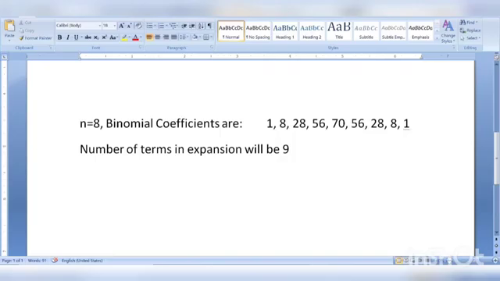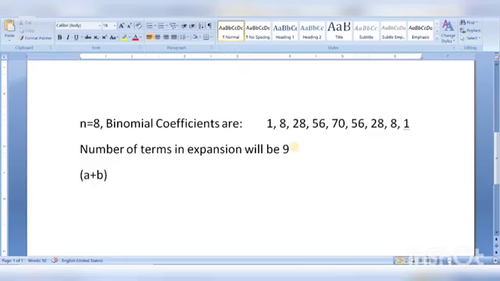Okay, so let us go to that table. Here we have the coefficients 1, 8, 28, 56, then 70 is the middle, and then 56, 28, 8, 1. So how many terms will be there in the expansion? 9 terms will be there. So let us go to this general expansion I am explaining to you. If I consider a plus b, everybody knows that a plus b whole square is a square plus 2ab plus b square, and a plus b whole cube we can also write.